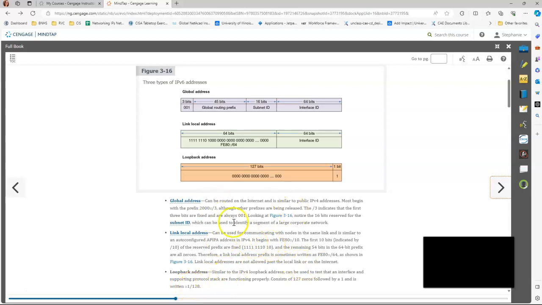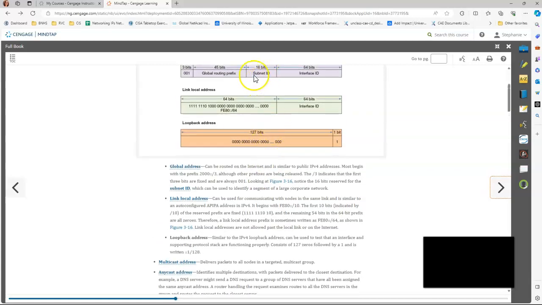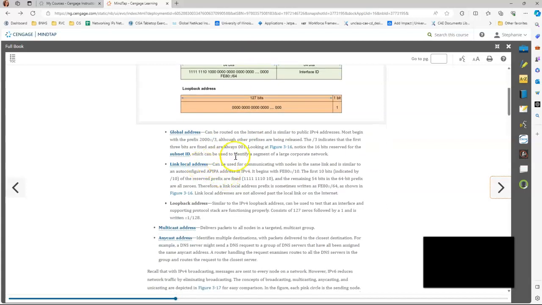So the loopback is ::1/128, sorry about that. The global address can be routed on the internet, similar to the IPv4 address. They almost always begin with 2000::/3, and it's always going to begin with that 2000, but there are other ones, but the /3 indicates those first 3 bits are always the same. So that's what that means. And then we've got our subnet ID. Notice the 16 bits reserved for the subnet ID can be used to identify a subnet that we can set up. Most of the time, I haven't seen anybody really use the subnet ID, but you can if you want to.